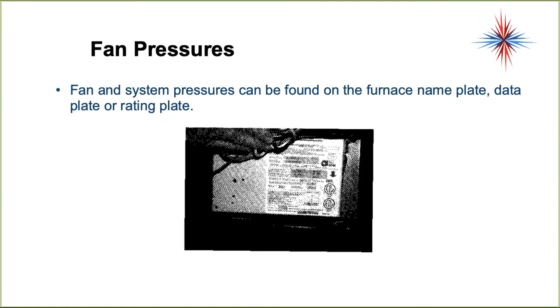Fan and system pressures can always be found on the furnace nameplate, also called a data plate or rating plate. If you're taking a certification test, there is a question on there that says, where do you find the system pressures? It's on the furnace nameplate, data plate, or rating plate. Most often, it's going to be listed as total external static pressure or external pressure. But it's the total external static pressure. That means a lot in HVAC for such a short phrase.